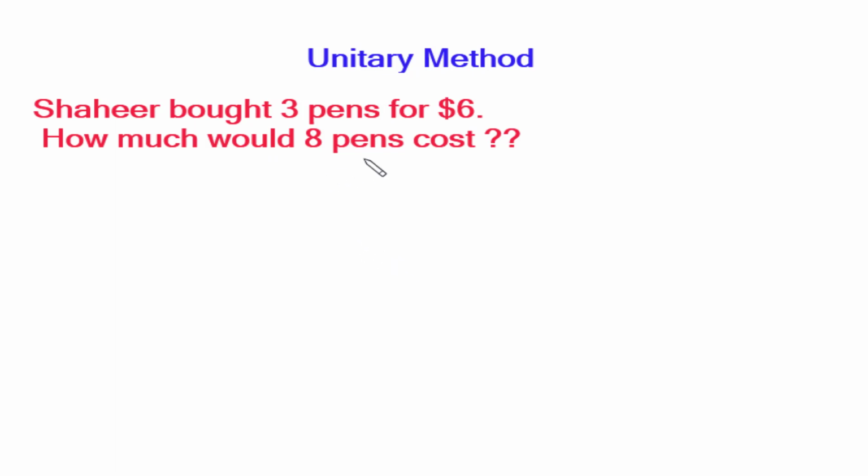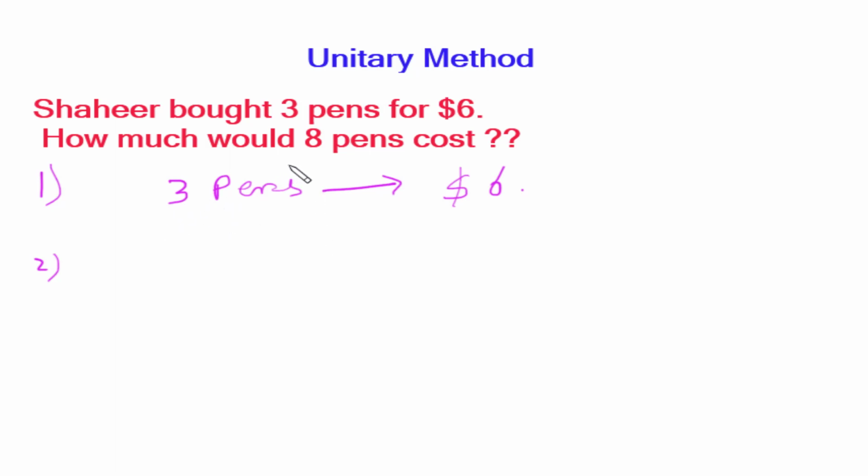We know that Shahir bought 3 pens for $6, so there is a relationship between the number of pens and the cost. For the first step, we are just understanding the relationship, that is, 3 pens cost $6. Then second, find the unit value. Determine the value of one unit based on the given information. This could be the cost of one item, the weight of one unit, or any other single unit quantity.